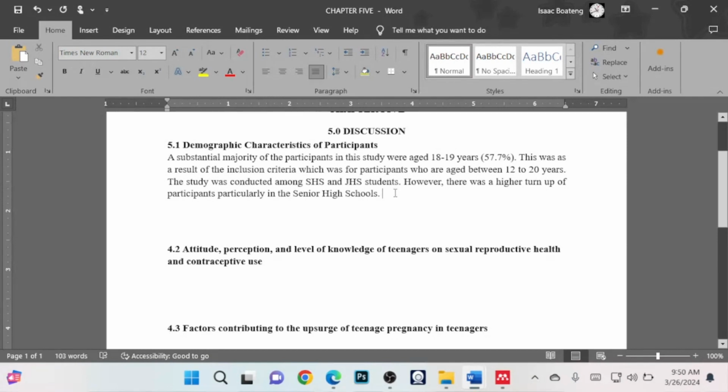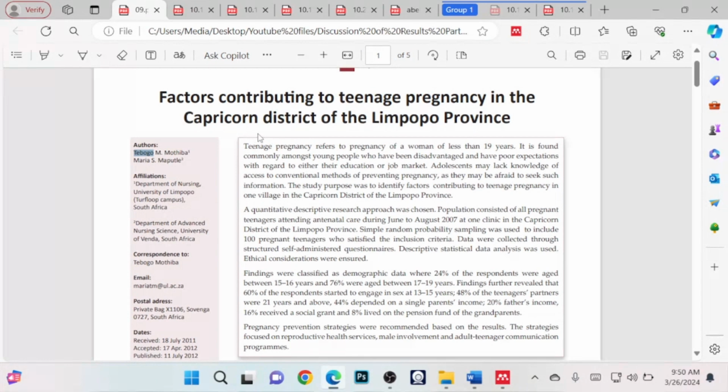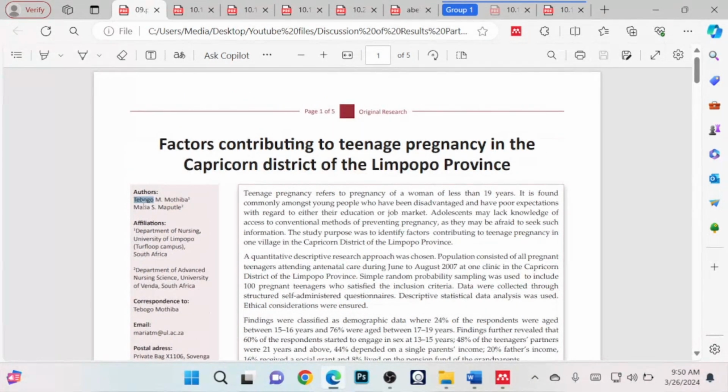I need to then compare it with existing literature. So what I'll do is that I'll quickly come to this particular study I have here, and this study was conducted by Tebogo, and I think they did it in South Africa. Where they did it is not so much important, but I look at the aim. The topic said factors contributing to teenage pregnancy in the Capricorn district of Limpopo province. They are looking at the factors contributing to teenage pregnancy, and I can get the aim from the abstract here. The purpose of the study was to identify factors contributing to teenage pregnancy in one village in Capricorn.